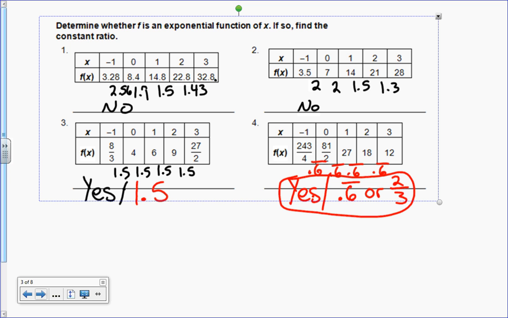Okay. Let me check one more time the first one. 32.8 divided by 22.8, 1.43, 22.8 divided by 14.8. Yeah, the first one's not. Okay, so it's no, no, yes, yes.